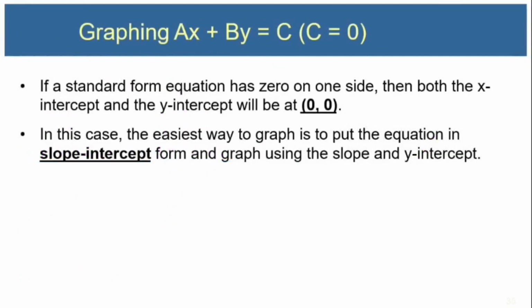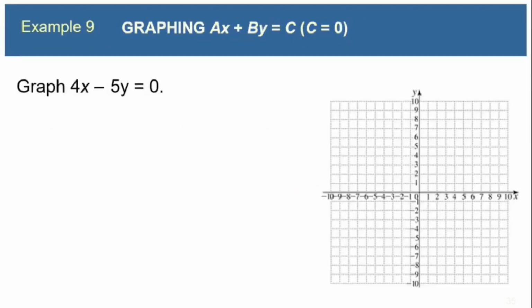Now let's talk about how to graph a line in standard form where the constant on the right side is 0. So if a standard form equation has 0 on one side, then both the x-intercept and the y-intercept will be at (0, 0). We saw that in a previous example when we were finding x and y-intercepts. In this case, because the x and y-intercepts are both the same point, you need another piece of information to graph the line. So in this case, the easiest thing to do is put the equation in slope-intercept form and then graph using the slope and the y-intercept. So let's try an example together.